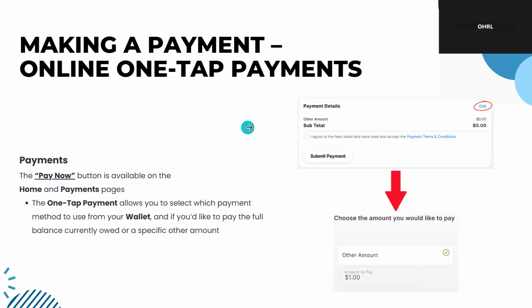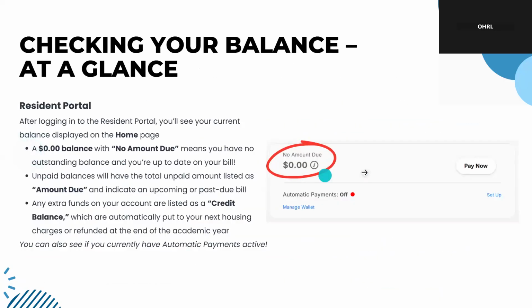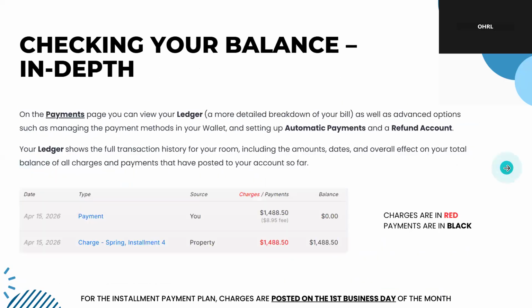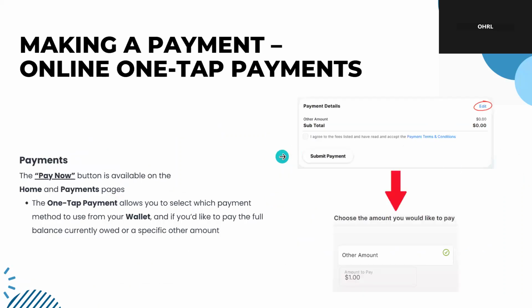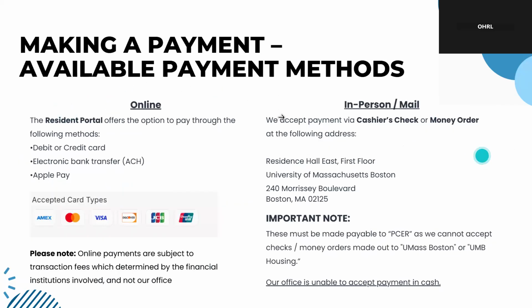Now, making a payment, I mentioned one-tap payments. Super useful. We love it. The Pay Now button is available on the Home and Payments pages. If we head back a few, Pay Now takes you to this screen. The one-tap payment allows you to select which payment methods to use from your wallet. Again, that should be fresh in your mind.